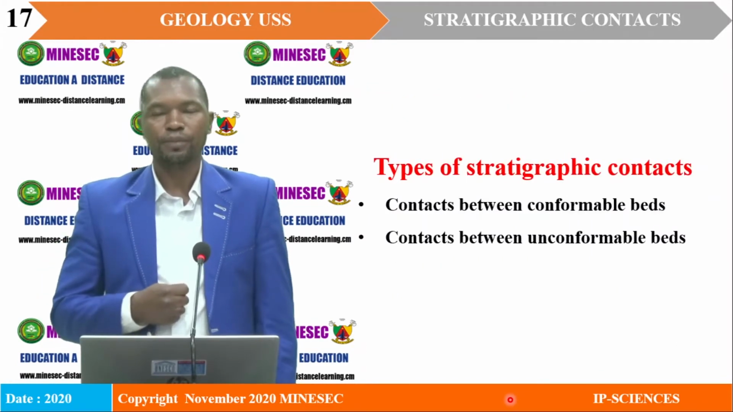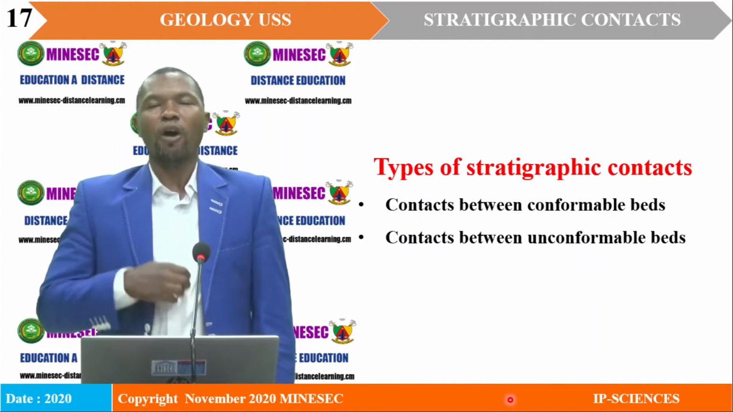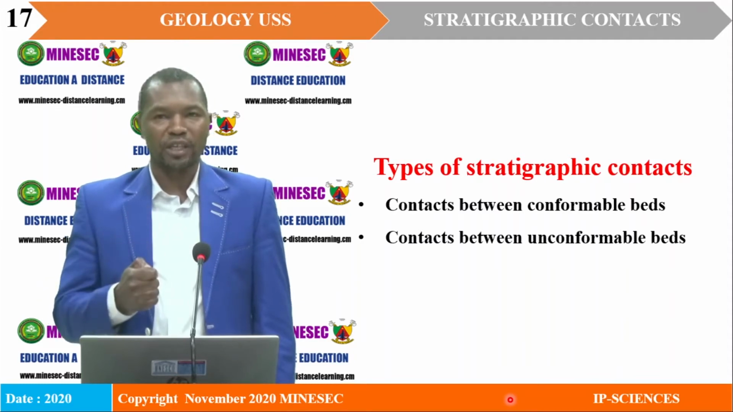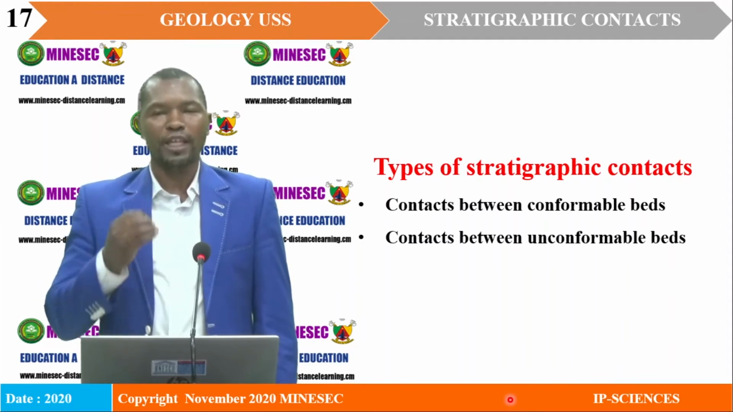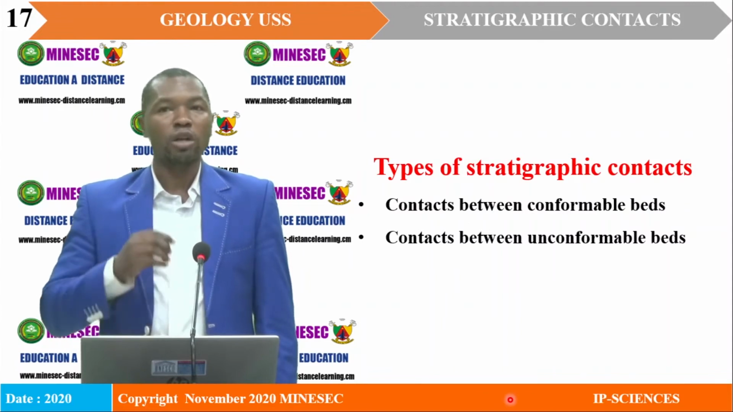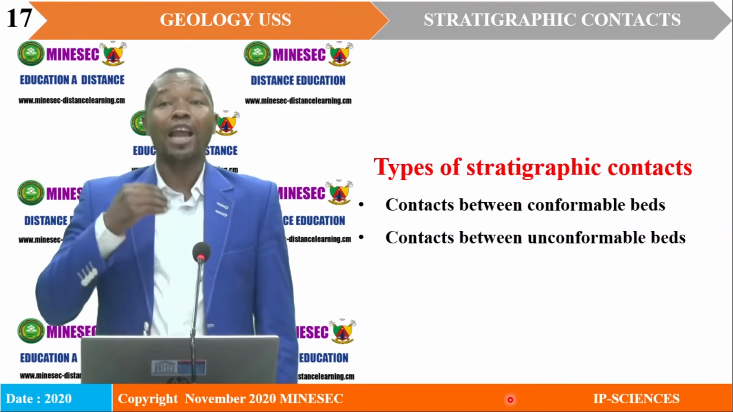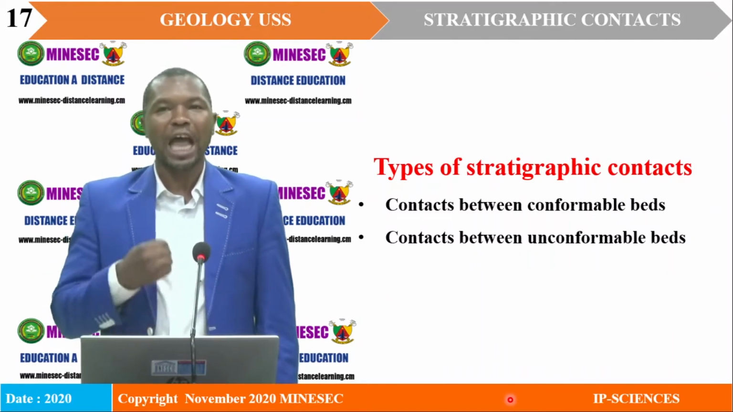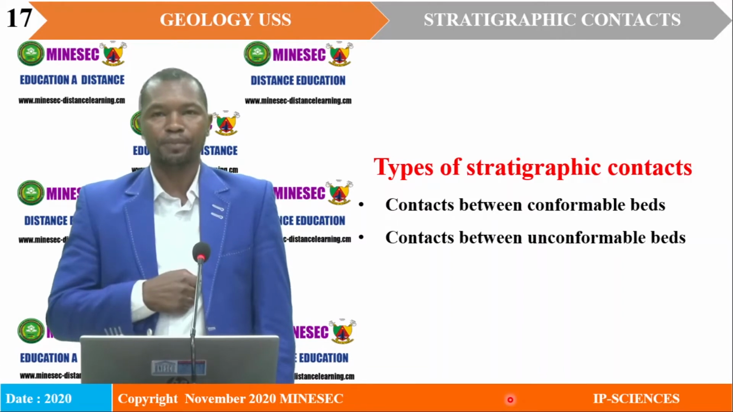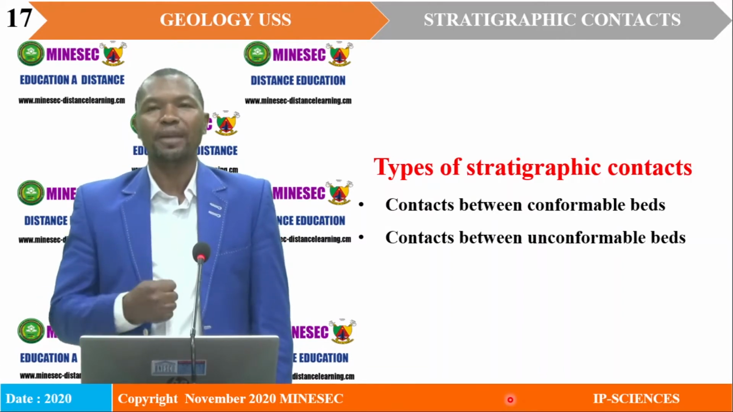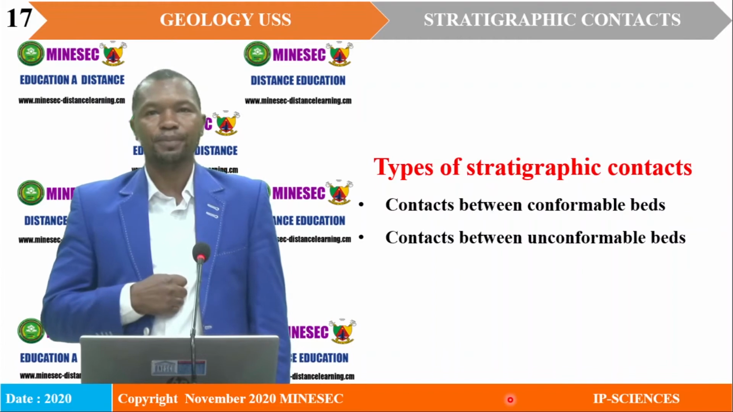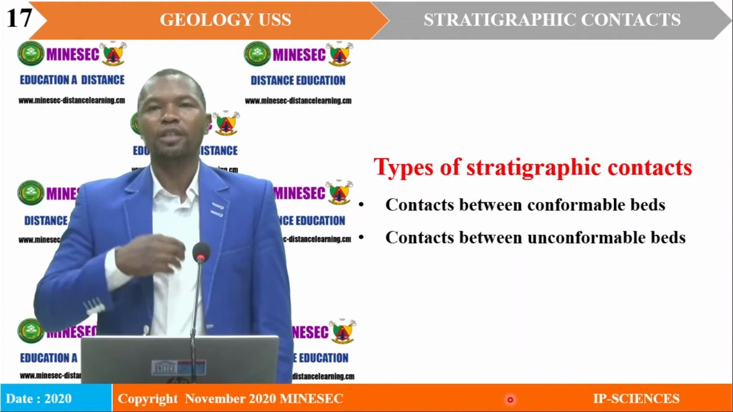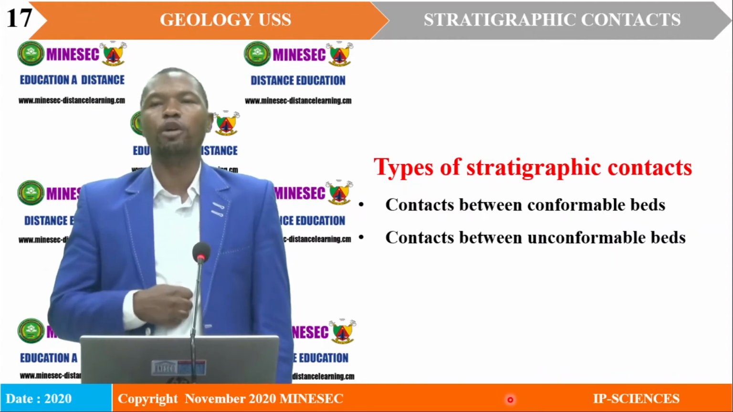We have different types of stratigraphic contacts. Remember, in our lesson, we are insisting that you draw a difference between conformable strata and conformable contacts, or stratigraphic strata and stratigraphic contacts. Therefore, we have two types of stratigraphic contacts. We have contacts between conformable beds and contacts between unconformable beds.